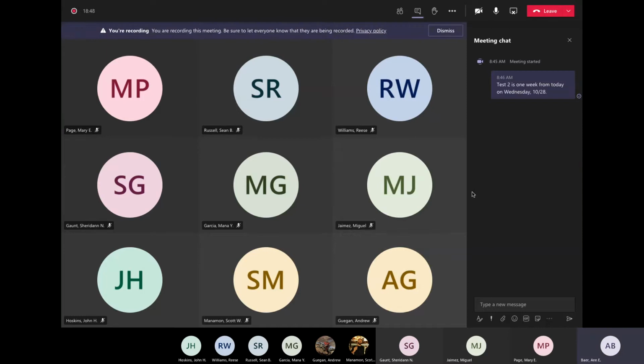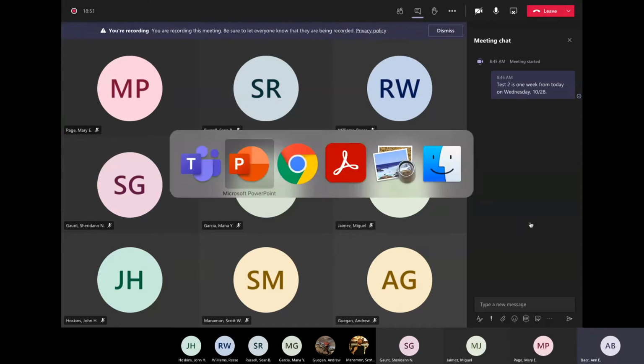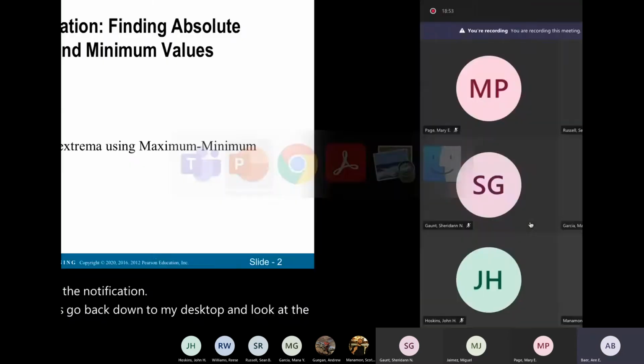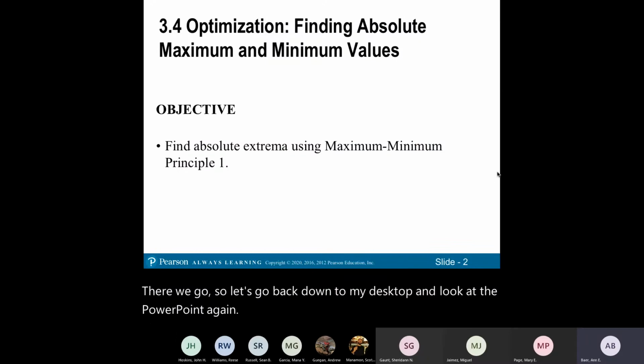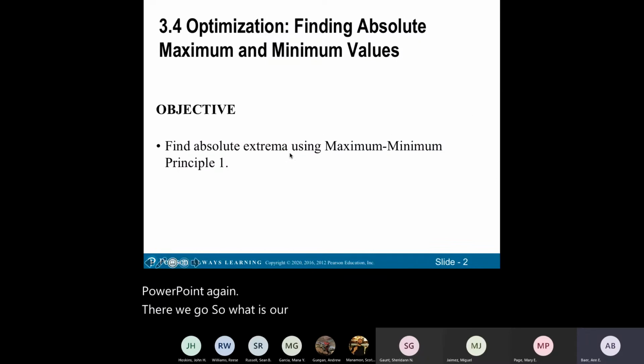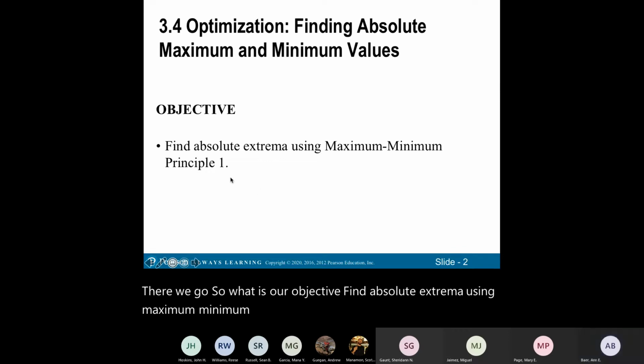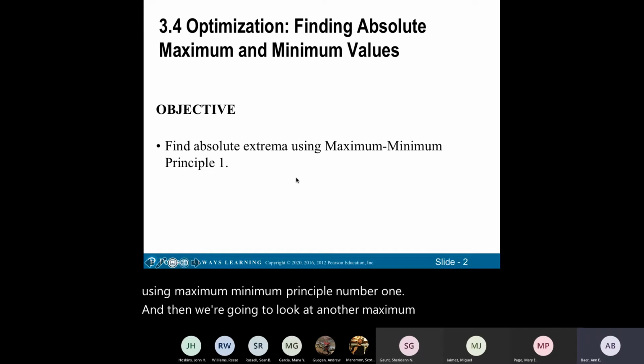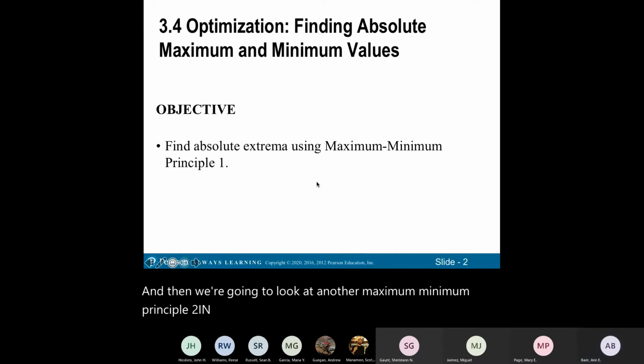There we go. So let's go back down to my desktop and look at the PowerPoint again. So what is our objective? Find absolute extrema using maximum, minimum principle number 1. And then we're going to look at another maximum, minimum principle 2 in this PowerPoint.